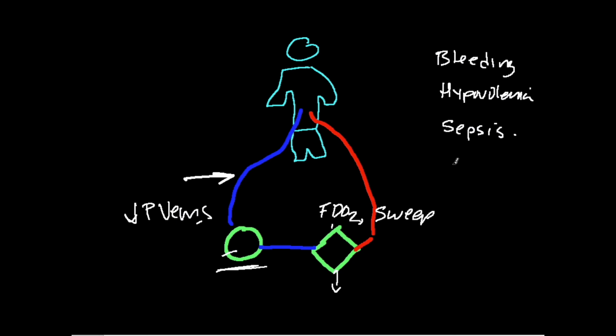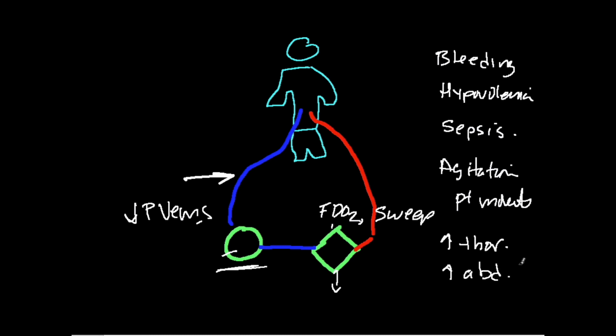And then there are some mechanical events such as agitation and patient movement that can just change the dynamics within the chest, the abdomen, and the venous drainage system, as well as catastrophic increases in intrathoracic pressure and intra-abdominal pressure. So things like tension pneumothorax, ventilator dyssynchrony, or say following an abdominal procedure, pneumoperitoneum.